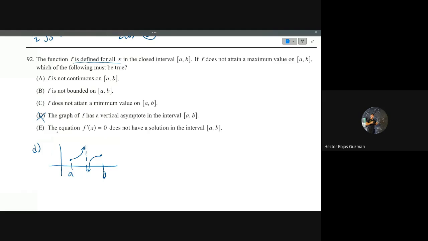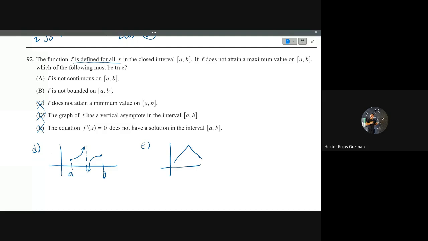The equation f prime of x is equal to 0 does not have a solution. But you can have a corner, and that could be your maximum. And f prime of x equal to 0 doesn't have a solution, so that's not going to be it. f does not attain a minimum? No, you can have a minimum without having a maximum.